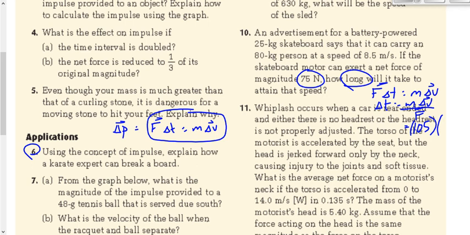Delta v is vf minus vi, which is final minus initial, or we got 8.5 minus 0, divided by my force here, which is going to be 75 newtons. And what do we get when we do that? 105 times 8.5, and then let's divide that by 75. Look at that. 0 to 8.5 meters per second in 11.9 seconds, or 12 seconds.